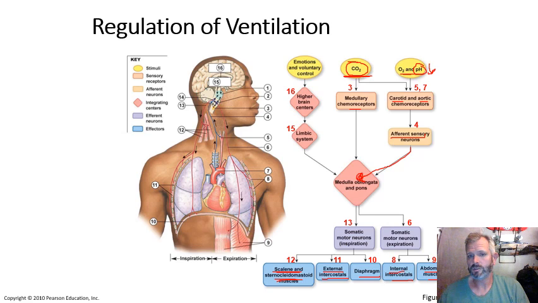We'll also see emotions, voluntary emotions. Stress, if we get very scared, our limbic system can have an effect, and we usually have a faster breathing rate. Or if we're stressed out, some people hyperventilate and can't slow down. And so there is some conscious or emotional control over the breathing rate. But the actual non-voluntary effects are going to be regulated by what chemicals are found in the blood, by those chemoreceptors.